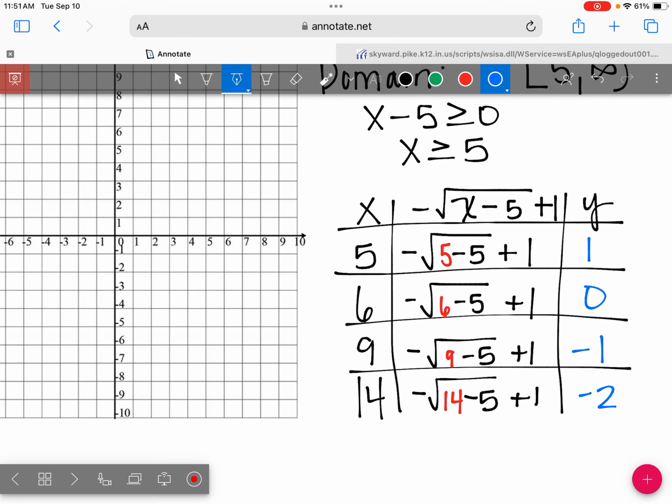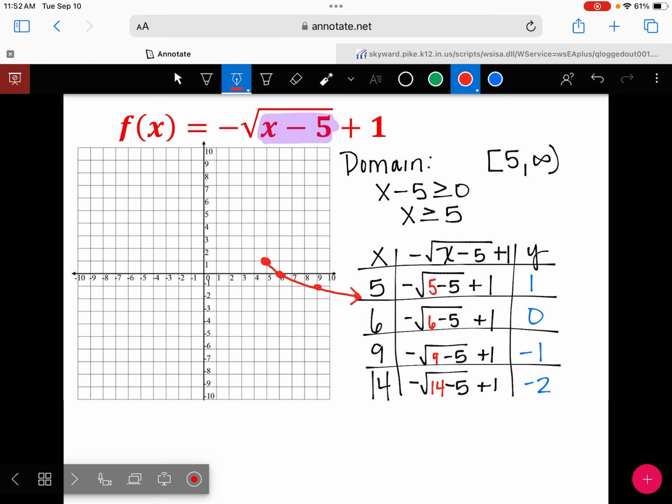So I have 5, 1. And then 6, 0. And then 9, negative 1. And then my grid is small. It doesn't really have enough space. I'm just trying to make a nice graph. It's kind of hard. Okay. So that's a good little sketch of what my graph will look like.